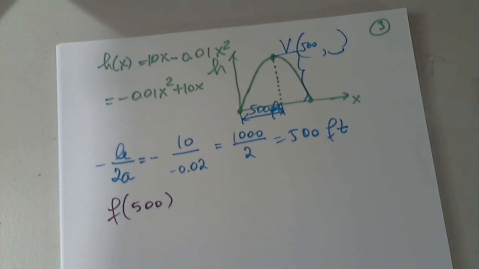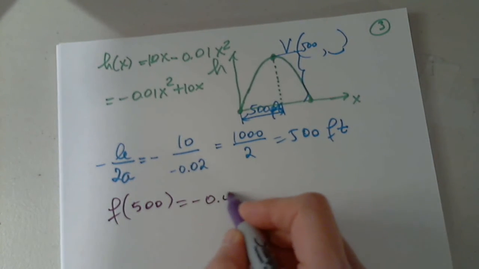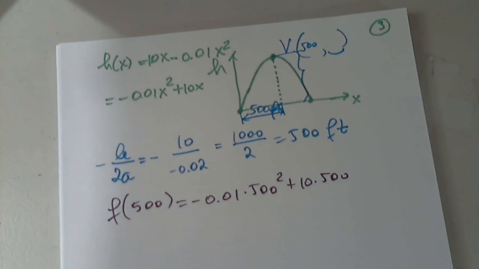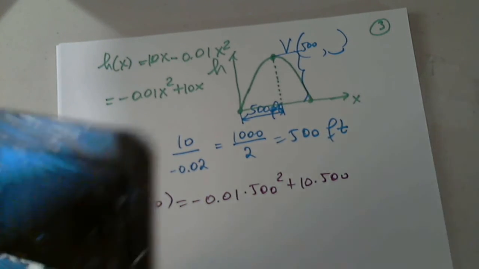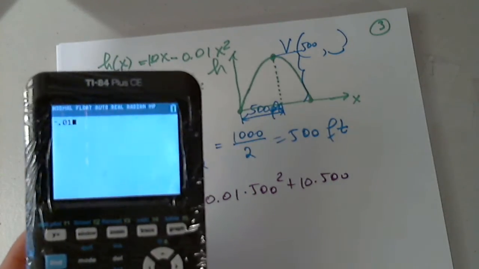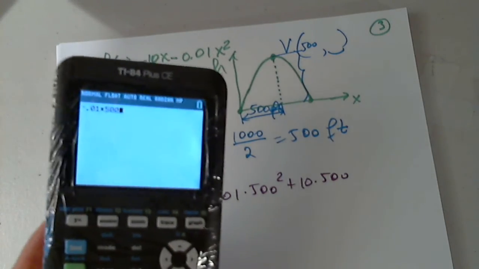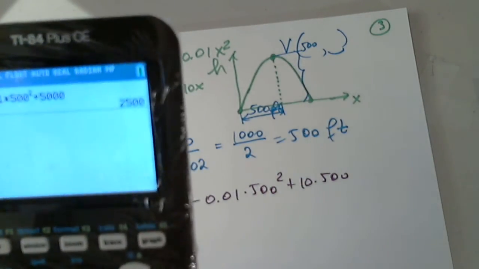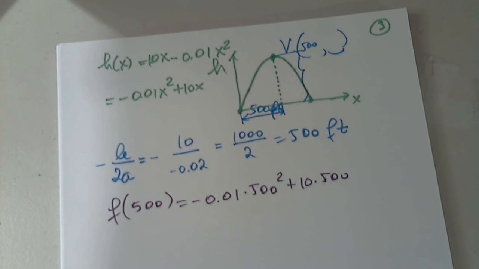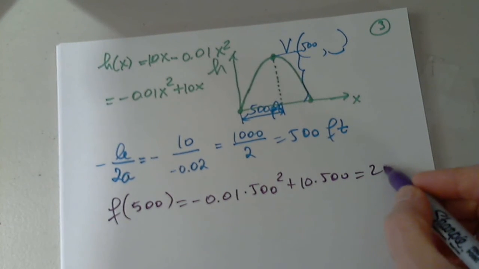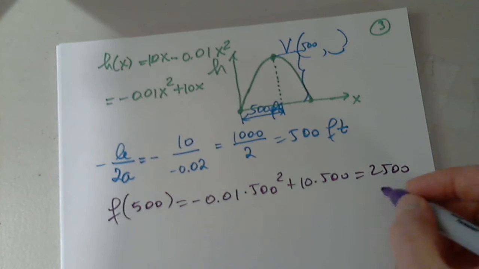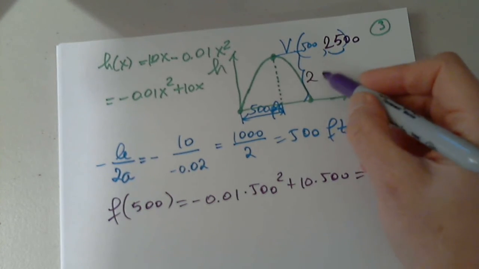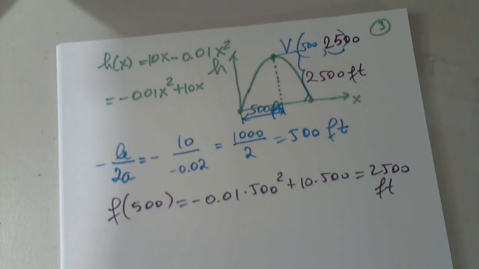We have to plug in 500. So this is negative 0.01 times 500 squared plus 10 times 500. Negative 0.01, be careful how you enter everything, squared, and plus 5,000. So I got 2,500. So 2,500 feet, which means the maximum height is 2,500 feet.